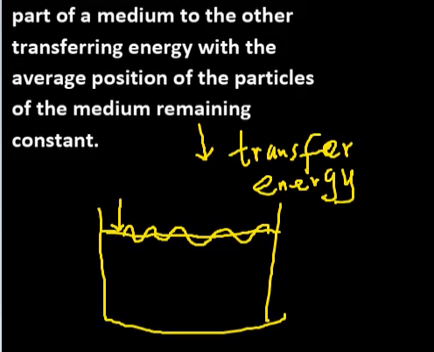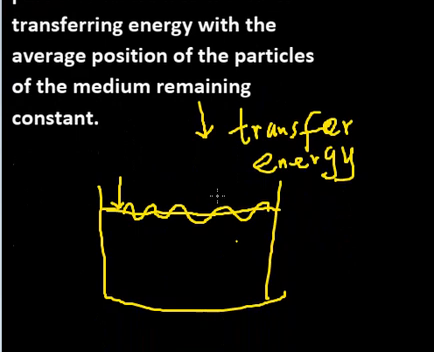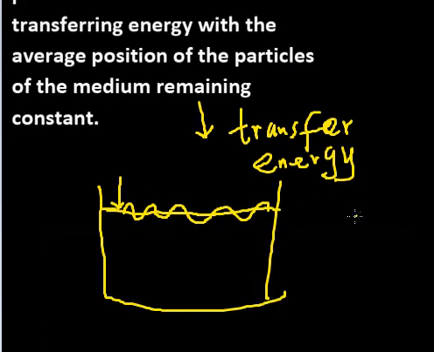So a wave is a disturbance that travels from one part of a medium to the other, transferring energy with the average position of the medium remaining constant. The medium, which is the trough filled with water, is still the same. There is no translation, and the average position is still constant. So please take note of that. That is the definition of a wave.